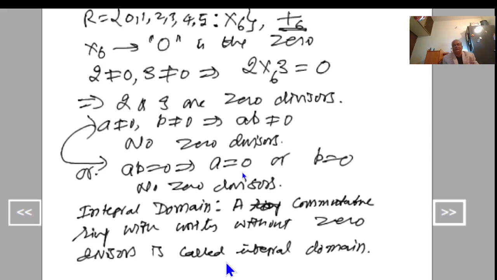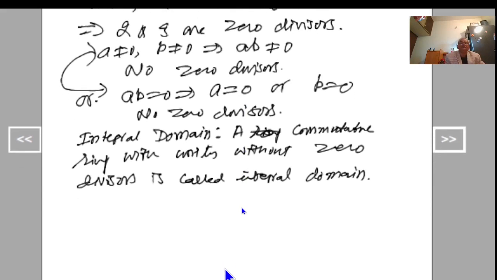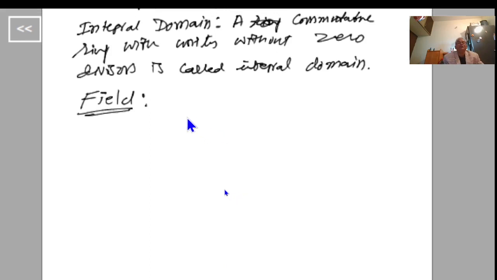First of all, it is a ring. It is a commutative ring. It is with unity, and this has no 0 divisors. Then we say that it is an integral domain. So this is a special type of the ring. And next we define one more special type of the ring, that is a field. Okay. A field is also a ring. It is a special type of the ring.